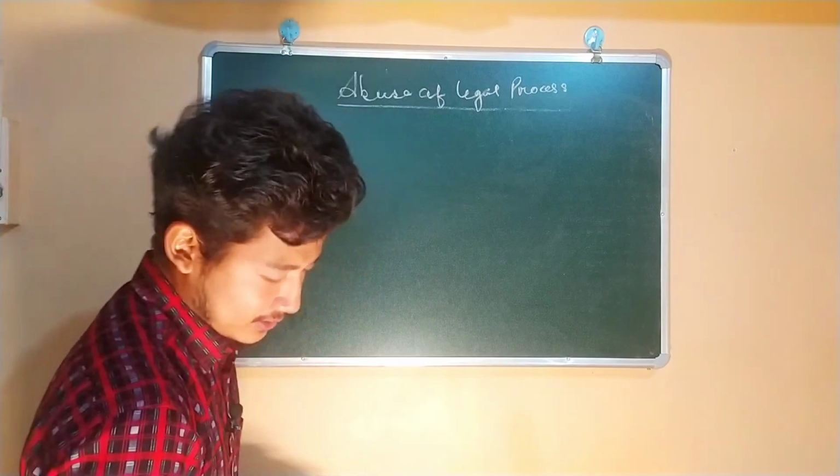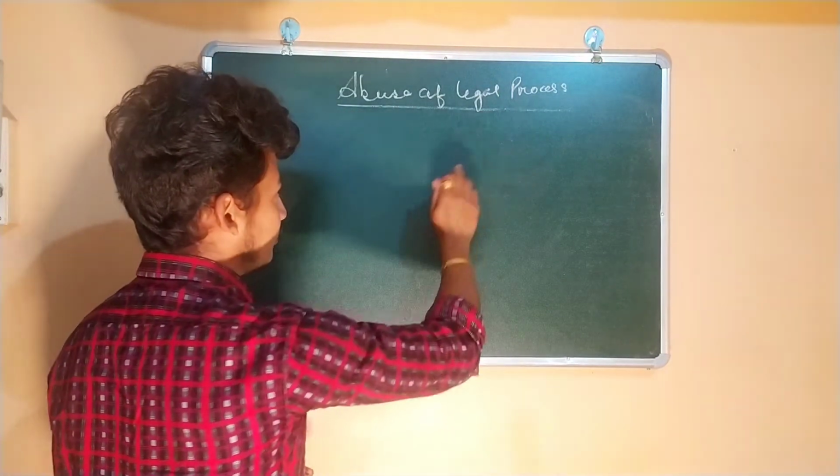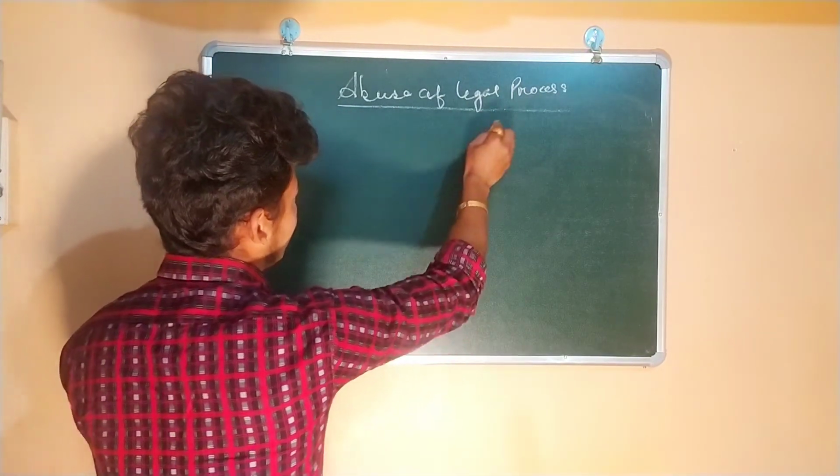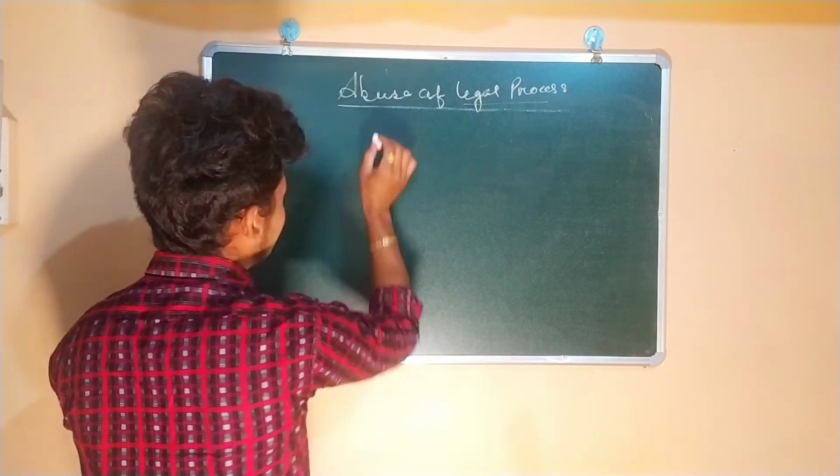So guys, let's understand what is abuse of legal process. Abuse of legal process has two terms: one is legal process and another is abuse.